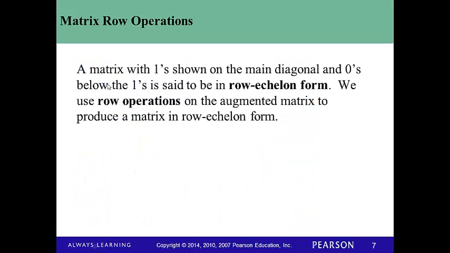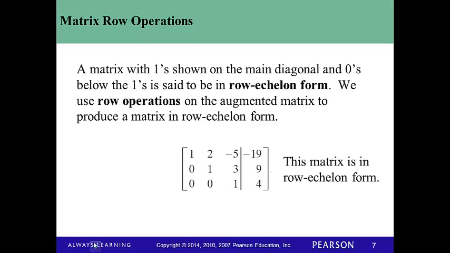Alright, so let's talk about a little bit of matrix row operations. A matrix with 1 shown on the main diagonal and zeros below the 1 is said to be in row echelon form. We use row operations on the augmented matrix to produce a matrix in row echelon form. So here's an example of row echelon form. This is your main diagonal, and I have ones here. If we look below them, we have zeros.